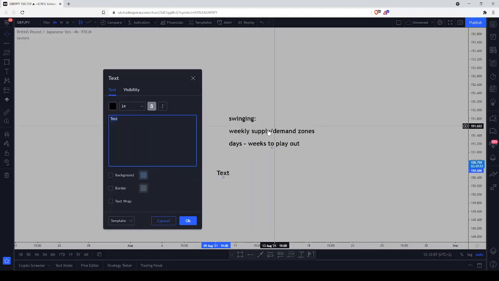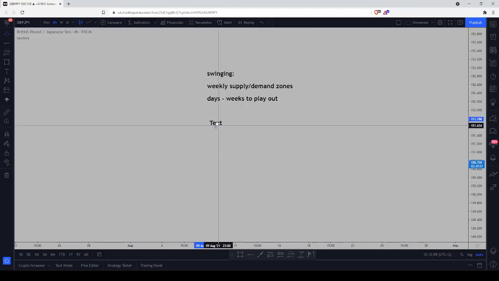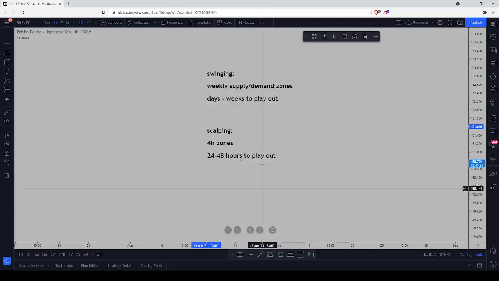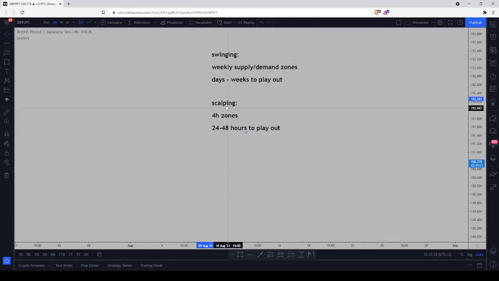And now I'm going to be talking about what scalping actually is according to our system. So scalping for us would be trading the 4 hour zones. Usually those zones take 24 to 48 hours to play out. This is basically scalping for us.